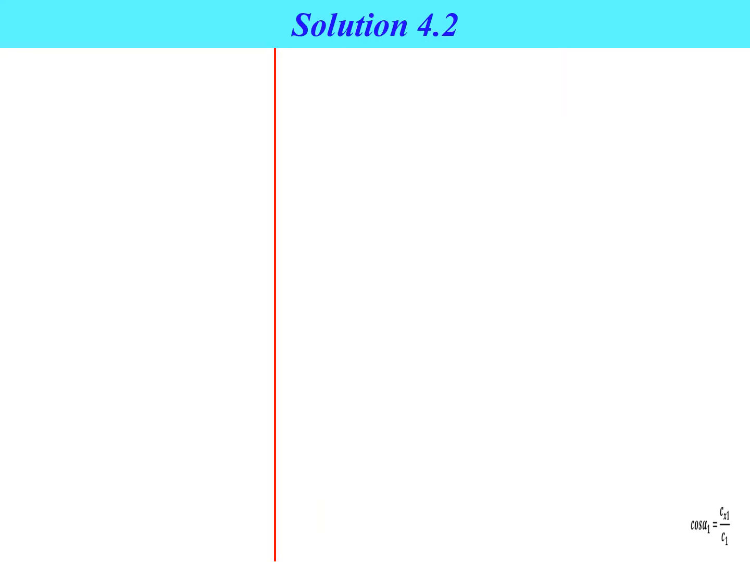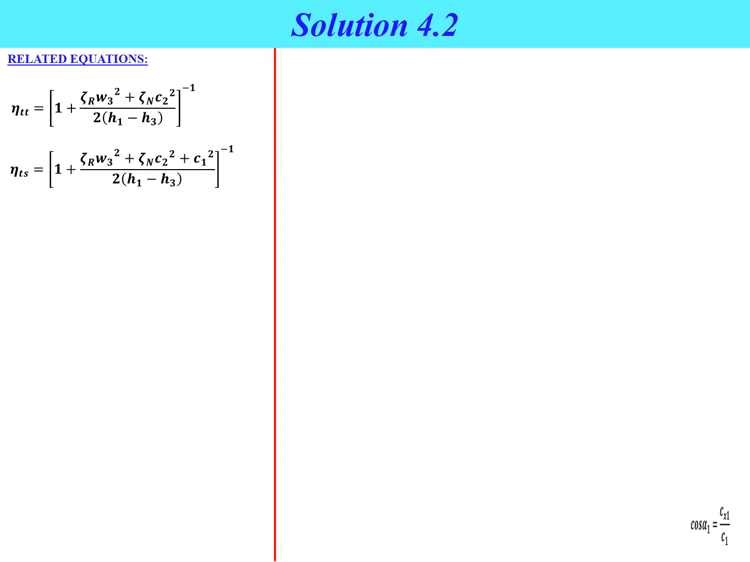Solution for example 4.2. The related equations that can be used to solve the problem are the equation for total to total efficiency, total to static efficiency, and also the equation for work done, where we need to determine the value of H1 minus H3 in the efficiency equation.